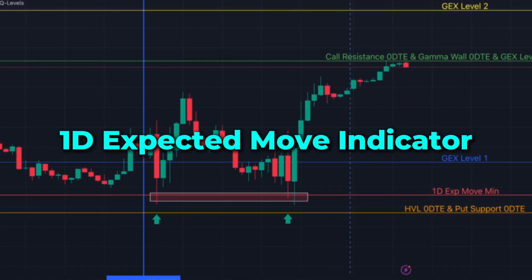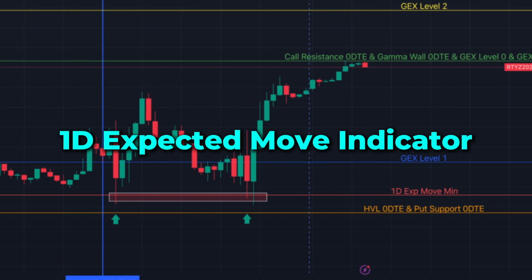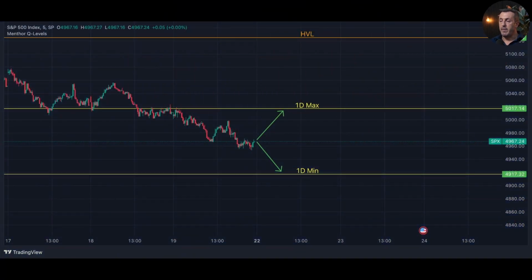Then we have our one-day expected move indicator. The goal is to forecast the next day price action. It has an upper and lower band, the one-day max and the one-day minimum. The one-day max is the maximum price move that, according to the indicator, can be expected for the next day. The one-day minimum is the minimum price move that, according to the indicator, can be expected for the next day.